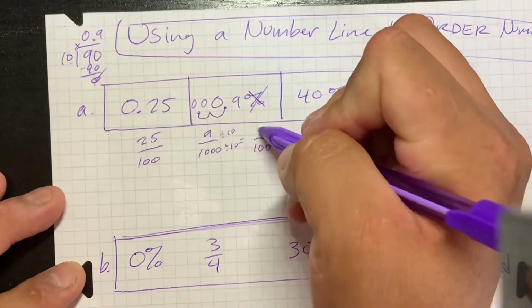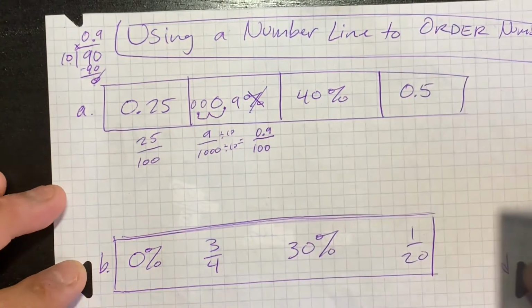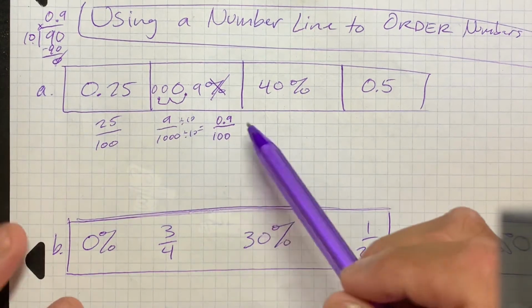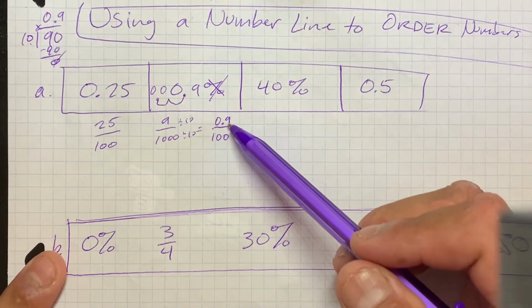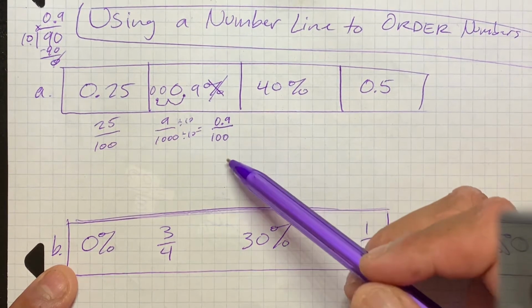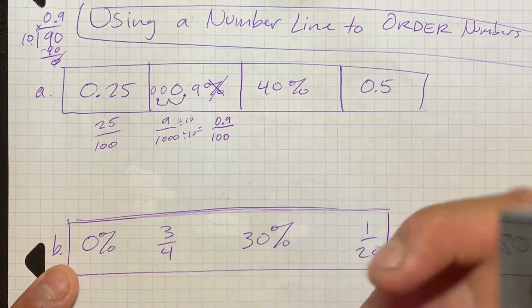So here we're going to have 9/10 over 100. So what this means here, that 9/10 is technically almost one whole, but it's less than one whole. Okay, so just remember that.